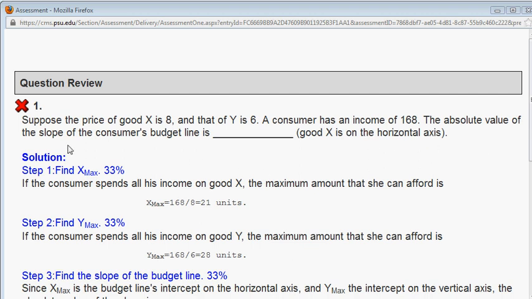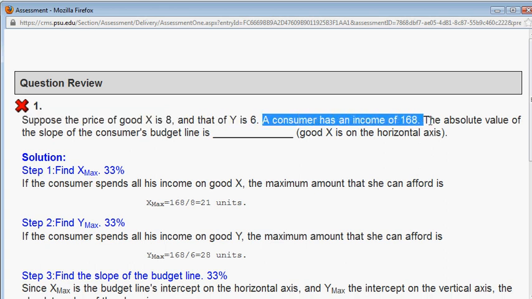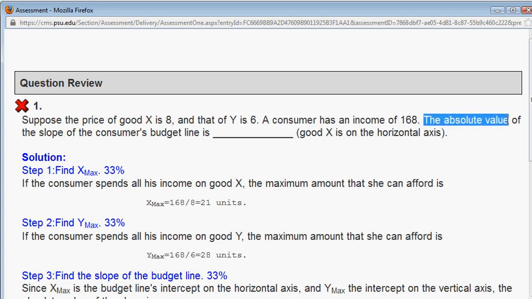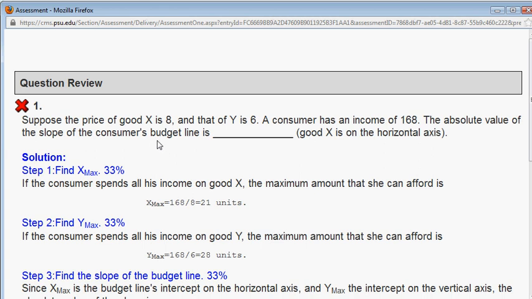Hello everyone. In this video, I'm going to explain how to solve the following question. In this question, we know the price of good X, we know the price of good Y, we also know the income of the consumer, and we want to solve the slope of the consumer's budget line. Some students will take this as a math question and they will get the answer right away. However, that's not what I want.